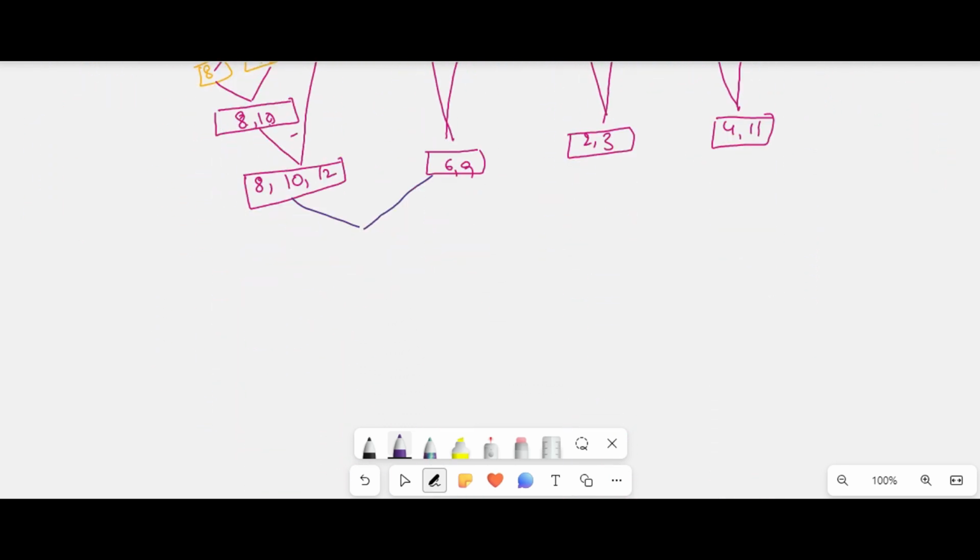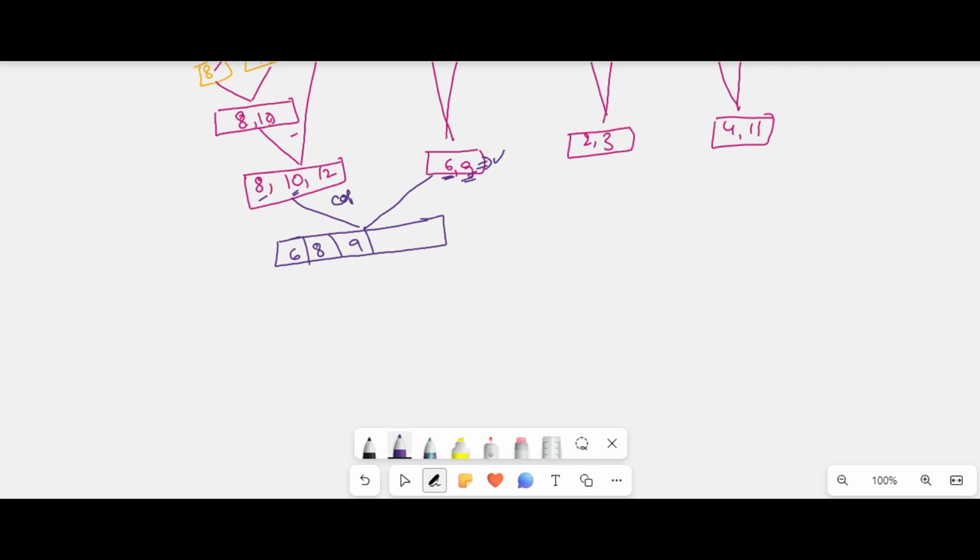Okay, so now again compare. Merge means not only just combining, we have to place in proper order. 8 and 6 are compared, 6 is less, so 6 is added. Then go to the next element, because this one is already added. 8 and 9 are compared, 8 is less, so 8 comes to this position. Then come to 10. 10 and 9 are compared, 9 is less, so 9 is added. And here this array is completed.